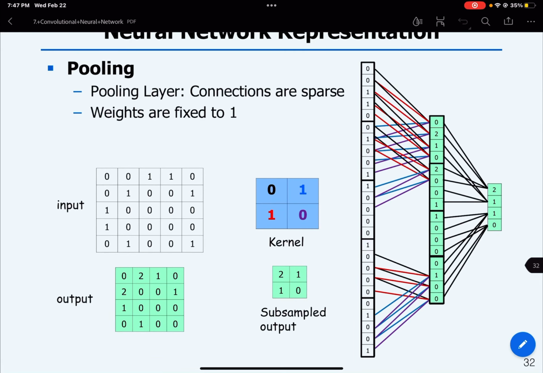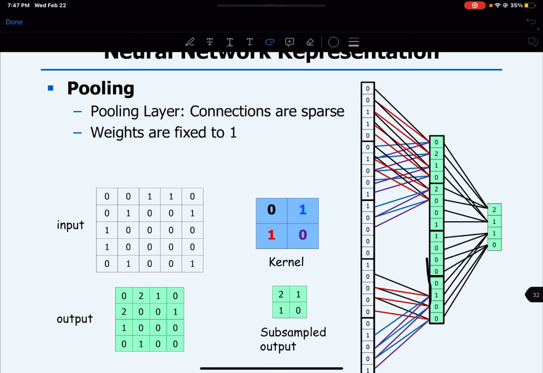So the first part that we have here, the connection weights are different between the input layer and your output here. However, here we see that all the connection weights have the same weight, which is fixed to 1.